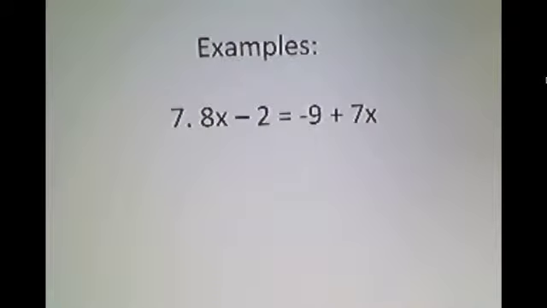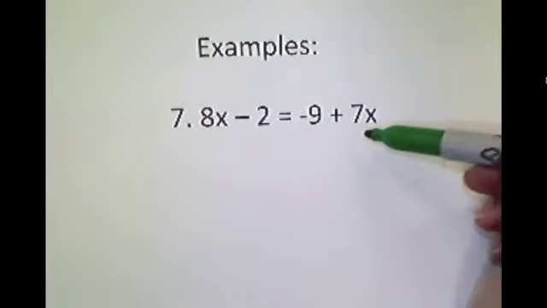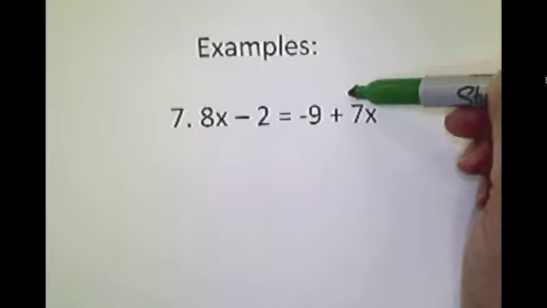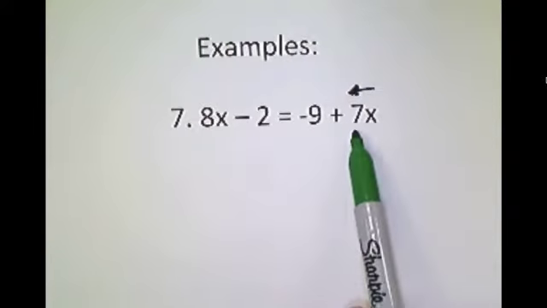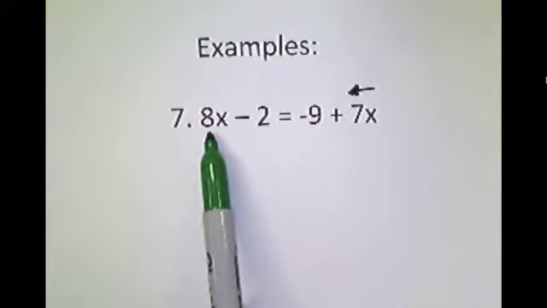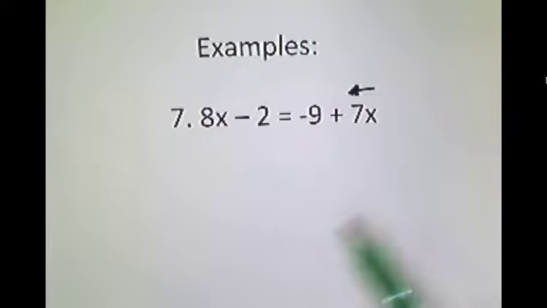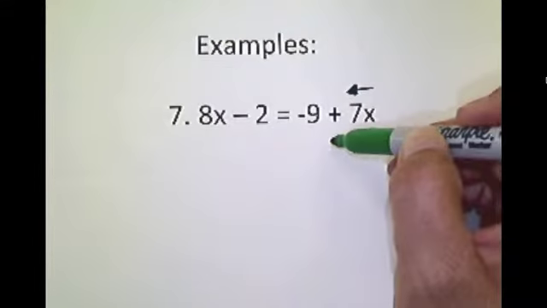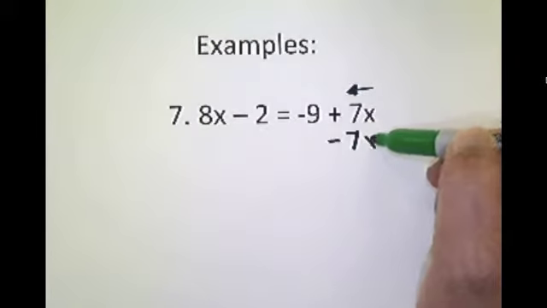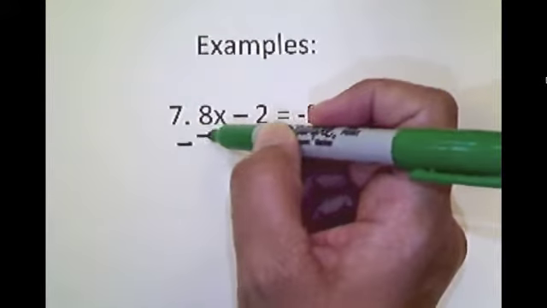It does not matter which side. I prefer to move the variables to the left. So I'm going to take this 7x and move it to the left. In order to remove it from the right side and take it to the left side, we have to add the opposite. This is a positive 7x, so we are going to add a negative 7x.